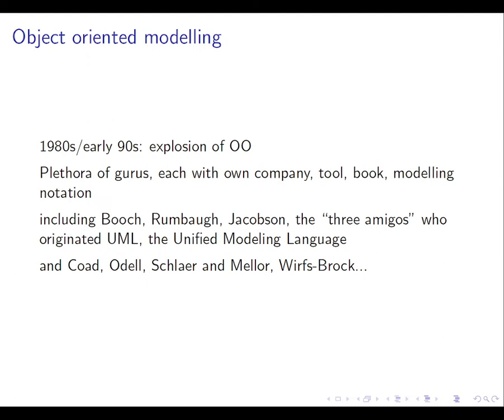So three who have had their names preserved through the time since then are Booch, Rumbaugh and Jacobson, the three amigos who were the main originators of UML, the Unified Modelling Language. But there were many others, so Coad, Odell, Shlaer-Mellor, Wirfs-Brock, each had their own approach with their own strengths, and some of these we'll come back to, especially as we start to talk about the design process later on.